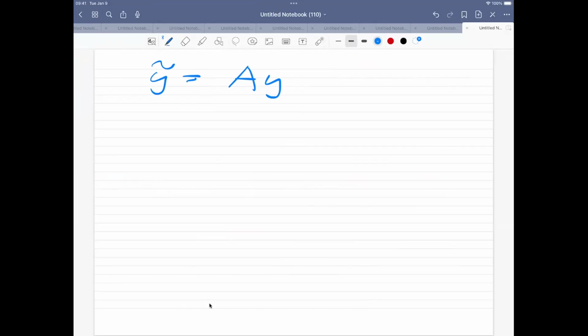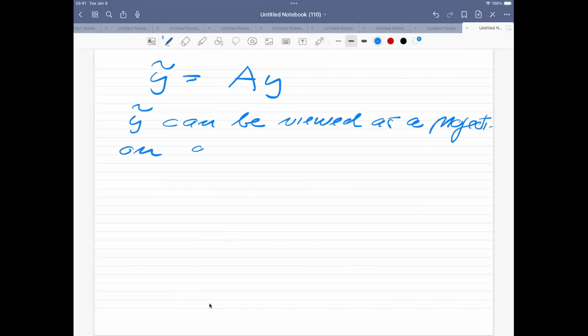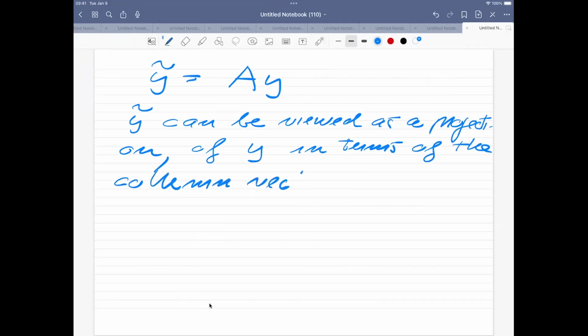So this interpretation or this expression which we have here means that y tilde can be viewed as a projection, sorry for that, of y, the original one, in terms of the column vectors of the matrix X.